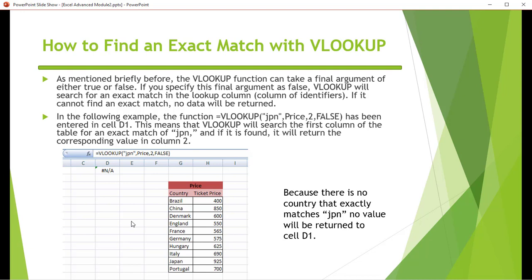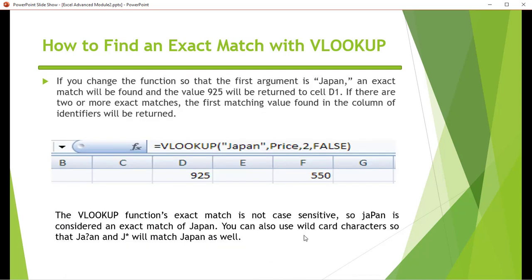Okay, so in the following example, the VLOOKUP function, that is this example where we have VLOOKUP, JPN, price, 2, FALSE, has been entered into D1. This means that VLOOKUP will search the first column of the table for an exact match of JPN, and if it is found, it will return the corresponding value in column 2. Because there is no country that is called JPN, no value will be returned for D1.